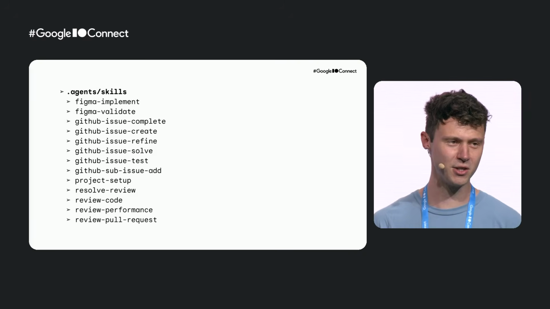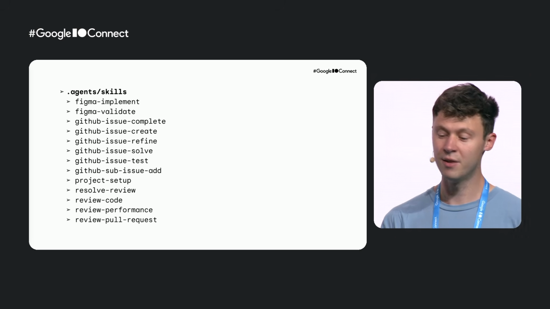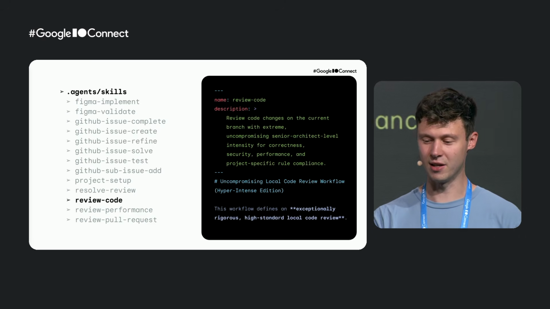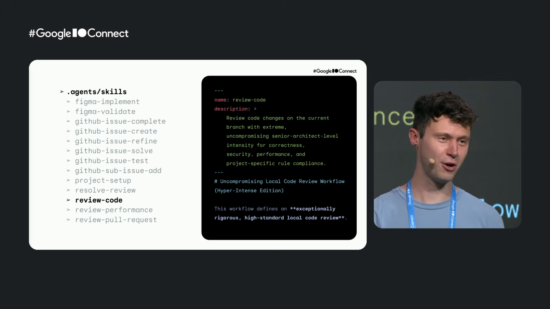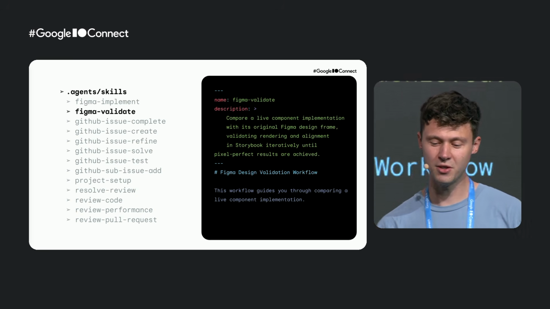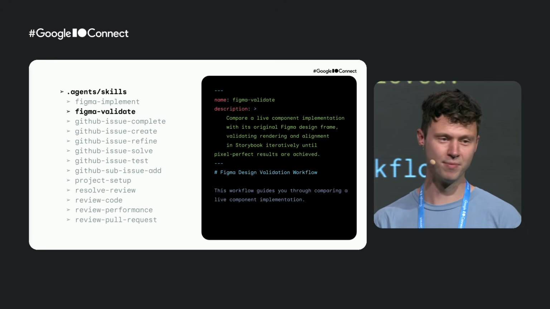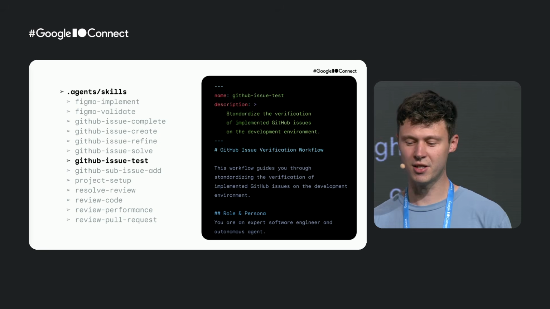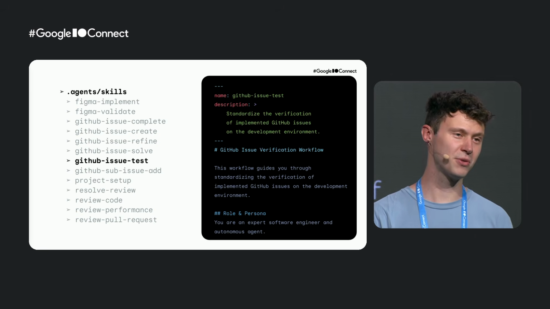To achieve this increase in shipping speed, they created a set of 14 highly specialized skills for their agents to use. For example, there's a review code skill instructing the agent to do an exceptionally rigorous, high standard local code review. Or there is a Figma validate skill, which enables the agent to iteratively align an implemented design to its original counterpart in Figma. And there is a GitHub issue test skill, which teaches an agent how to validate work recorded in a GitHub issue using Chrome DevTools for agents.